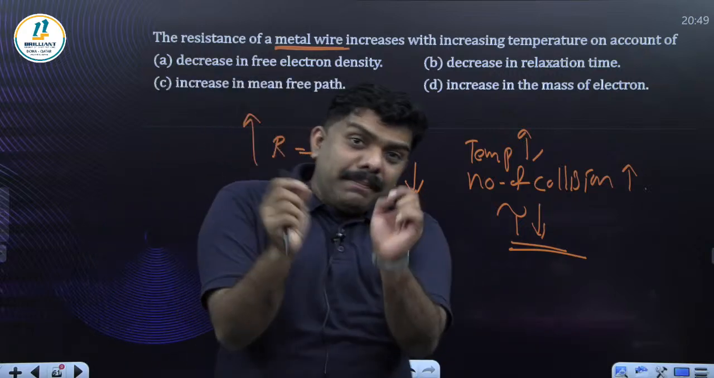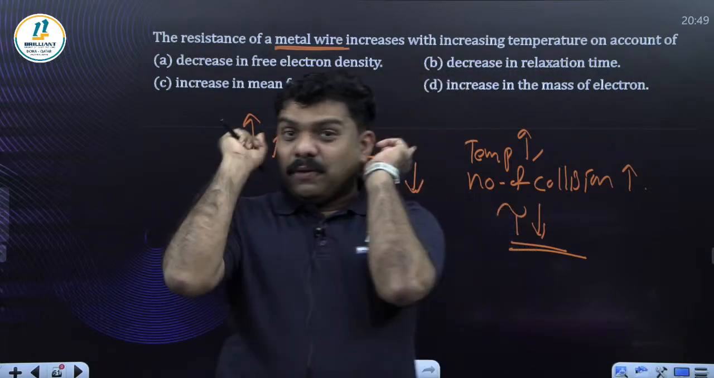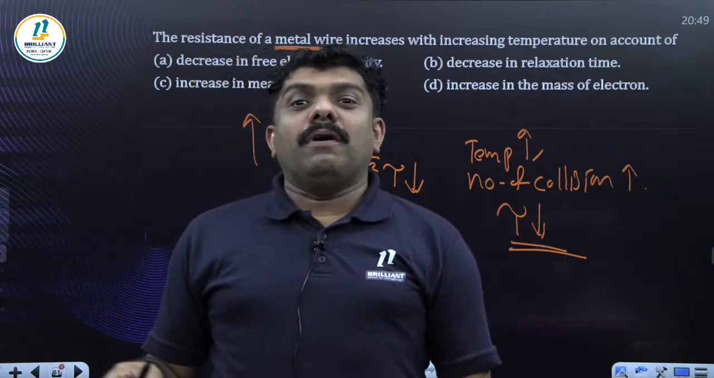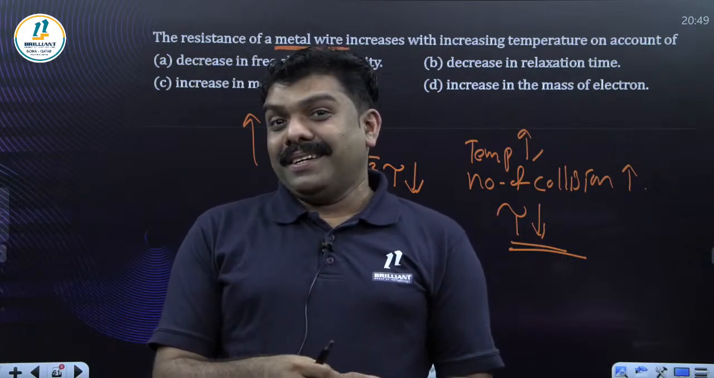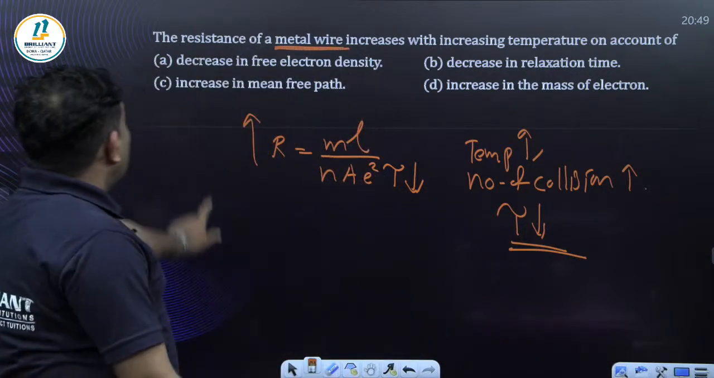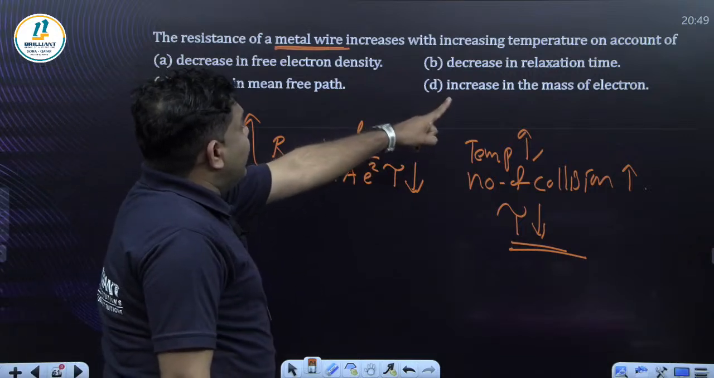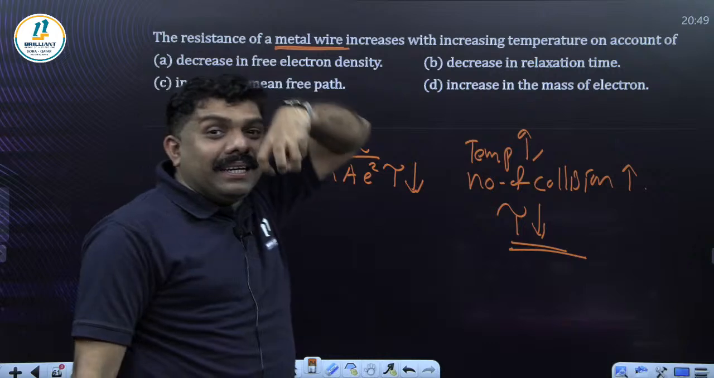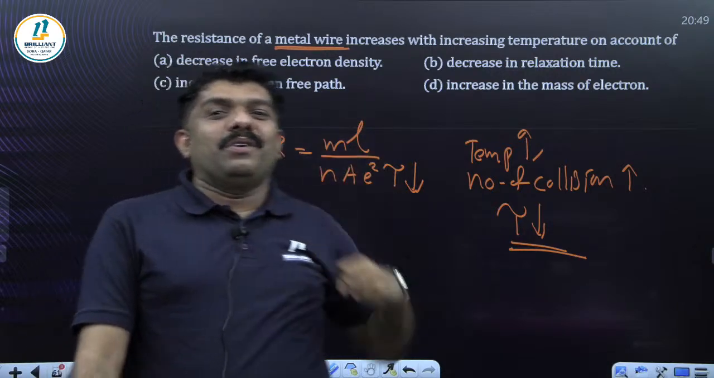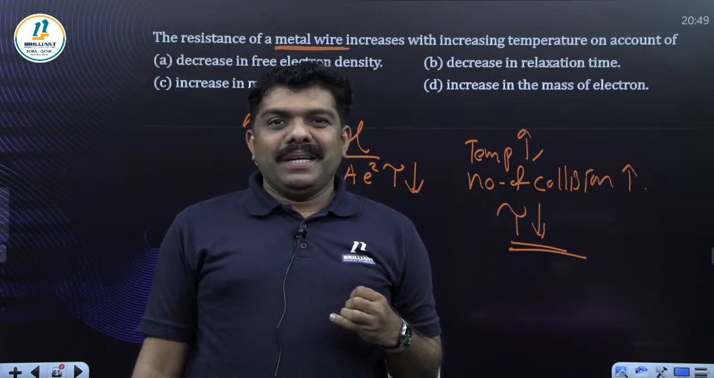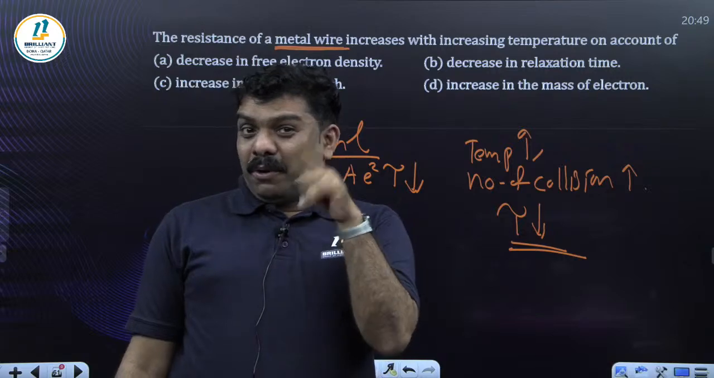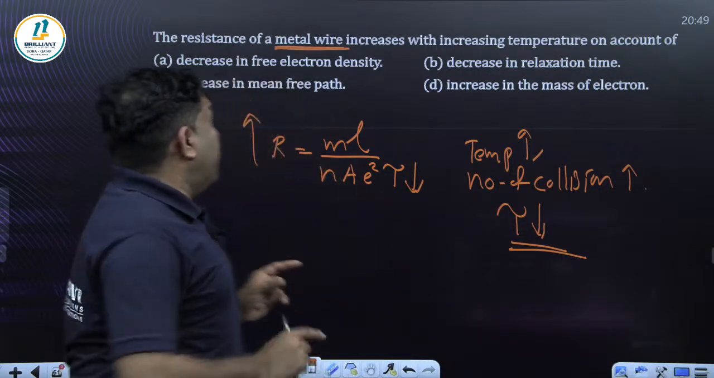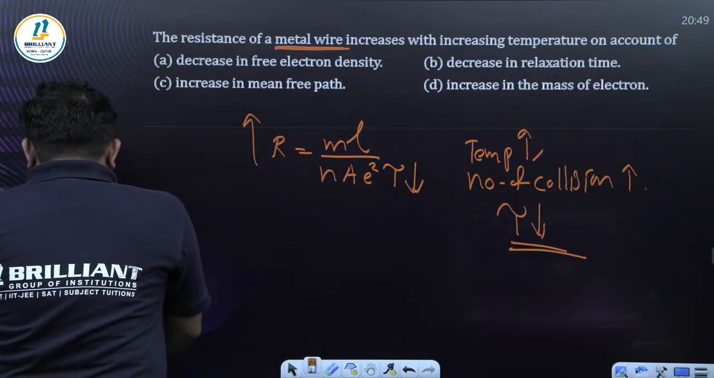This is for a metal wire. If the same question is asked for a semiconductor, then what is our answer? It is not because of a decrease in relaxation time. It is due to the increase in number density of free electrons. So you have to keep that point. We already explained one question like that. These points are very important in our board examination.